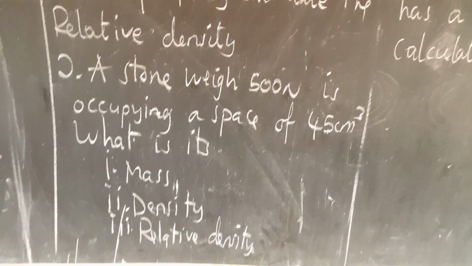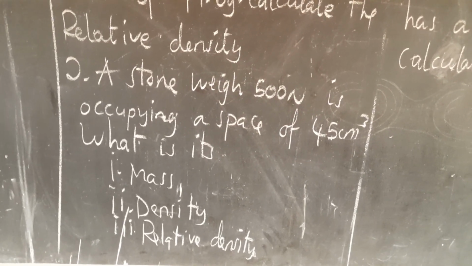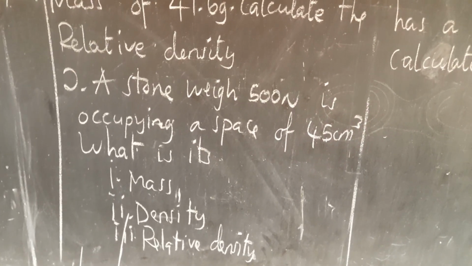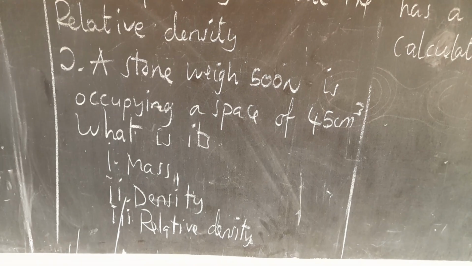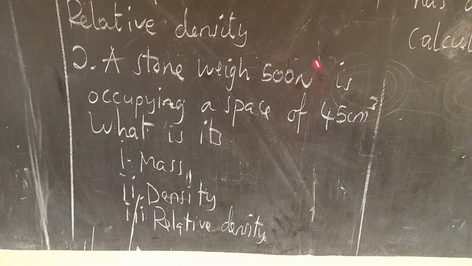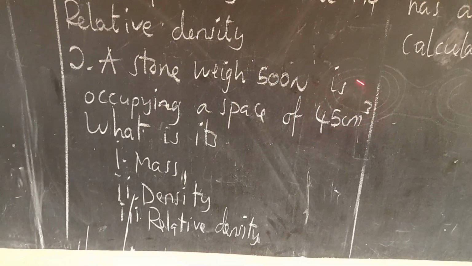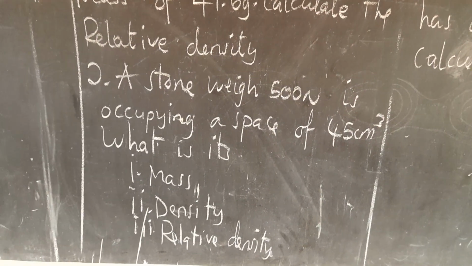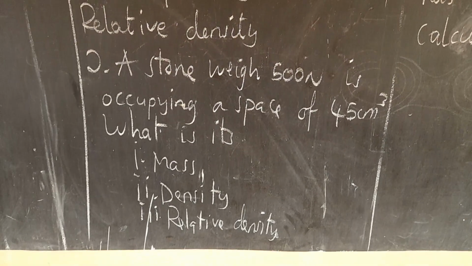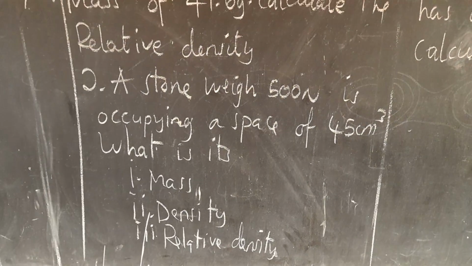The second question: a stone weighing 500 Newton is occupying a space of 45 centimeter cubed. What is its mass, density, and relative density? Roman numeral 1 is mass, 2 is density, and the final is relative density.